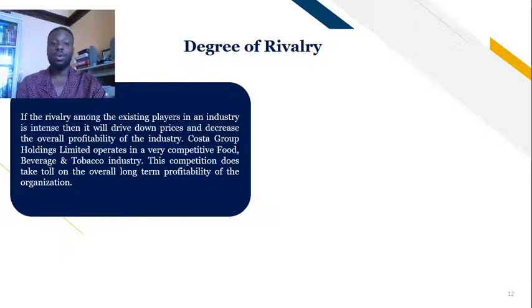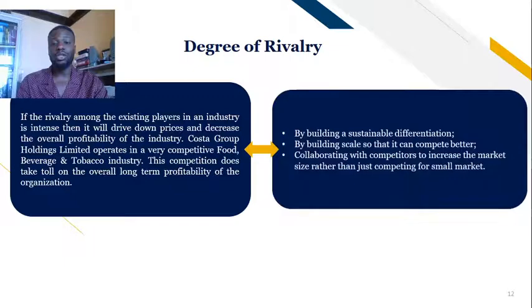Now, if the rivalry among existing players in an industry is intense, then it will drive down the prices and decrease the overall profitability in the industry. Costa, for example, operates in a very competitive industry. This competition does take a toll on the overall long-term profitability of the organization. Now, how can they actually address this? They can address this by building a sustainable differentiation. They can deal with this by also building a scale so that it can compete better. And they can also do this by collaborating with their existing competitors to increase the market size rather than just competing for small market share.